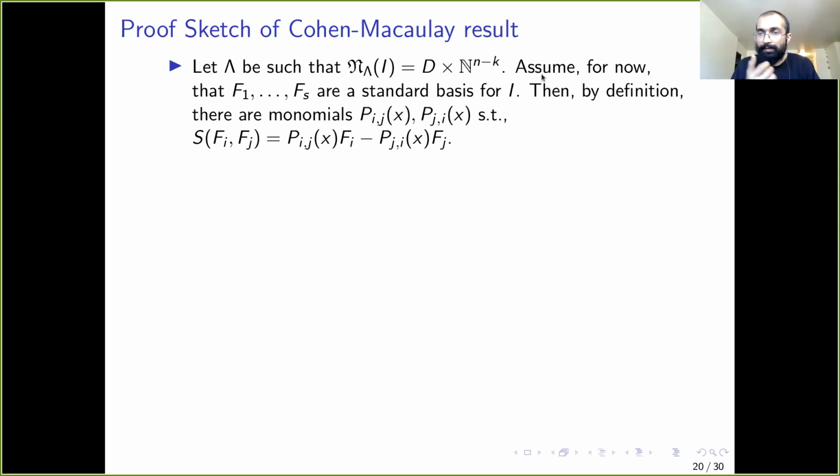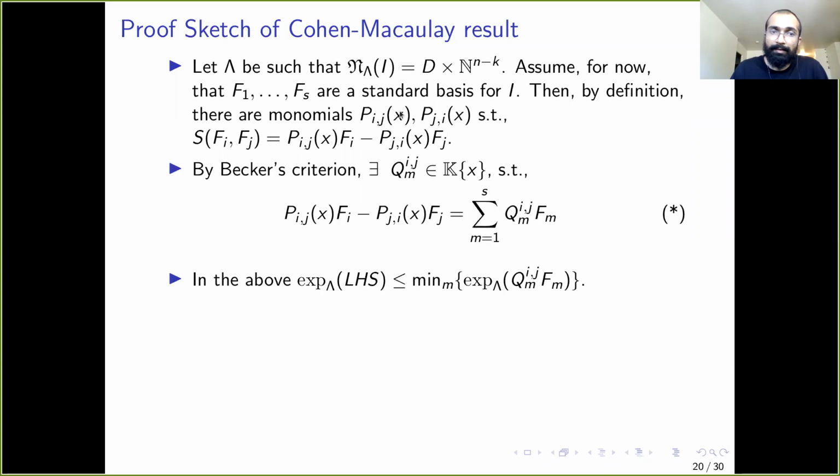And let us assume for now, just for simplicity, that these F1 through Fs that are the given generators of the ideal I are already a standard basis. Then, by the definition of S series, we can write the S series of the pair Fi, Fj in terms of some monomials Pij and Pji. And by Becker's S series criteria, we know that there exist Q_{m,ij} convergent power series such that this expression on the left-hand side that comes from the S series of Fi and Fj is equal to the sum from m equals 1 through s of Q_{m,ij} Fm. And we have one such relationship for each pair i, j, where i and j are from 1 through s.